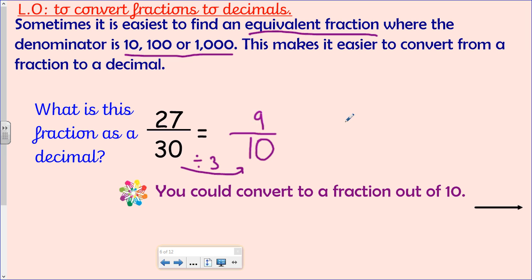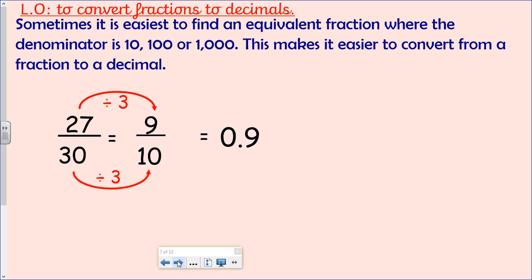And again, I'm trying to make this into a decimal. 9/10 is 0 ones and a 9 in the tenths column. That's it. 27/30 is the same as 0.9 as a decimal. Okay, just show you that on the screen properly. There we go. Divided by 3, 9/10 is the same as 0.9.